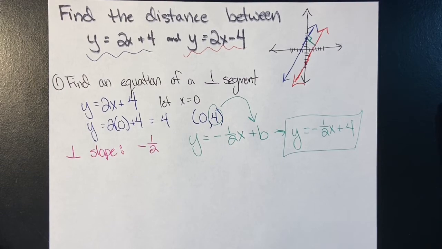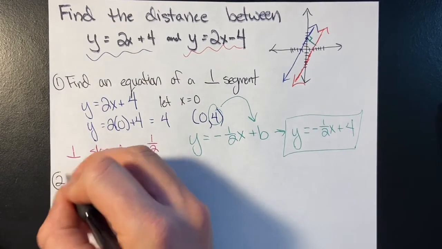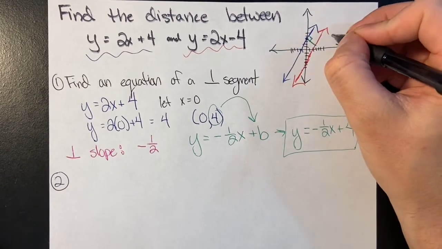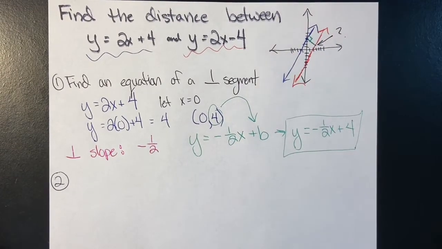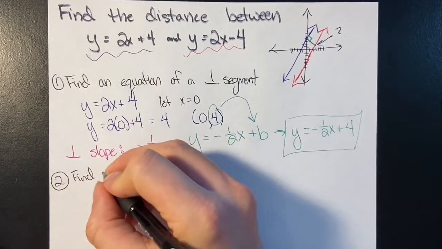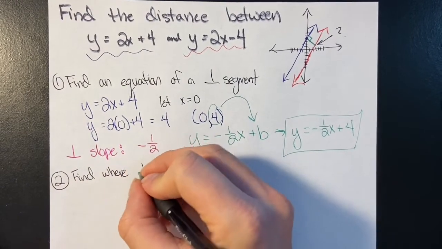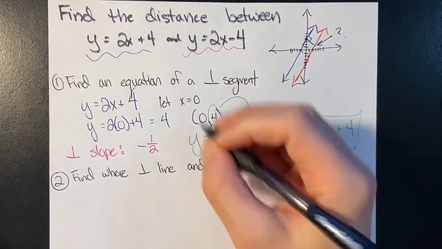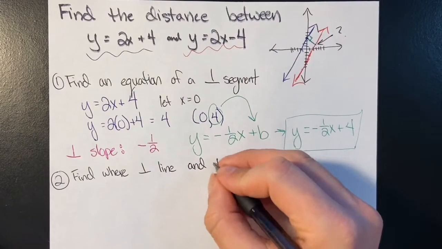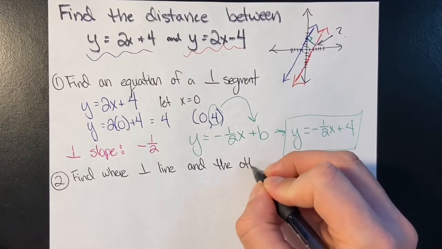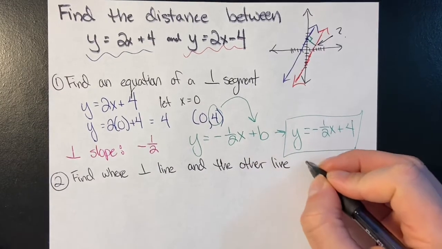That's step one. Step two is, now that I have this dot and I have that line, I need to come up with whatever that dot is. So I need to find where my green line and my red line intersect. In other words, I have to find where my perpendicular line that I just came up with and the other equation that I didn't use, this red one, intersect.